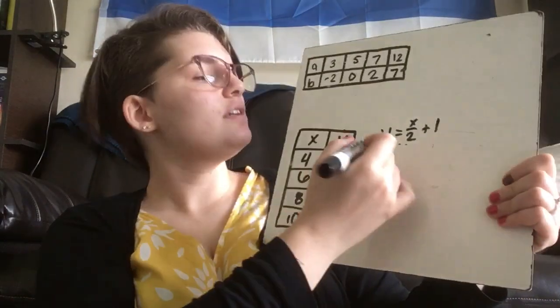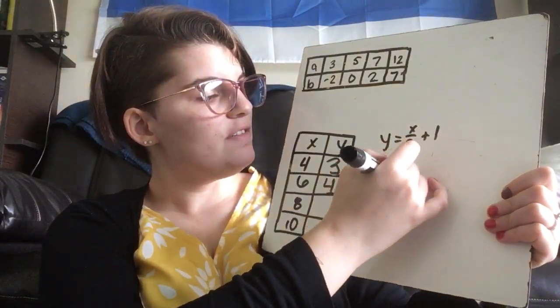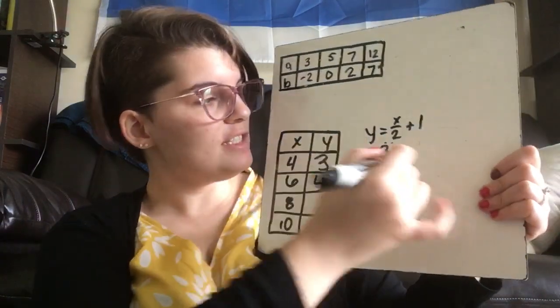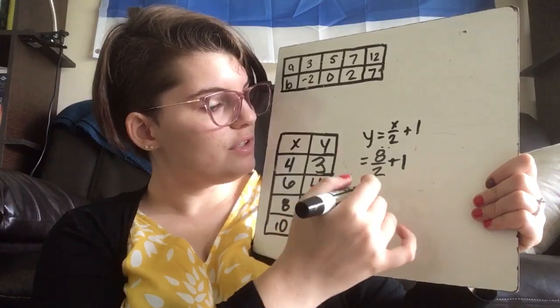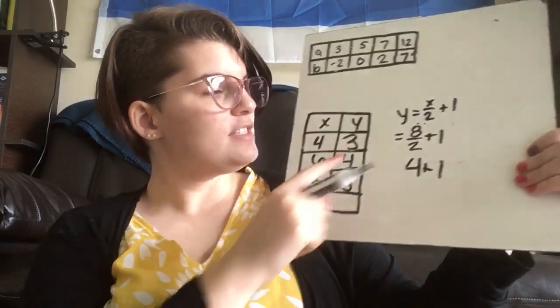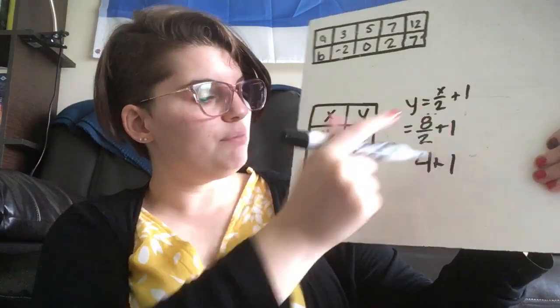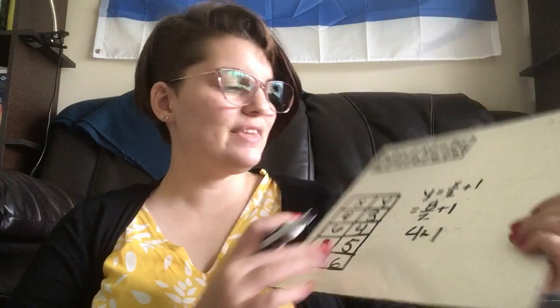We're going to do 8. So we have y equals 8 divided by 2, because x represents 8 here, plus 1. 8 divided by 2 is 4, plus 1 is 5. 10 divided by 2 is 5, plus 1 would be 6. Okay? Now, give me a moment while I get number 8 set up.